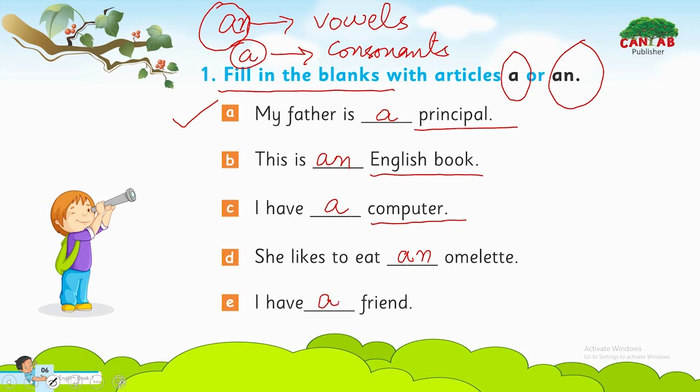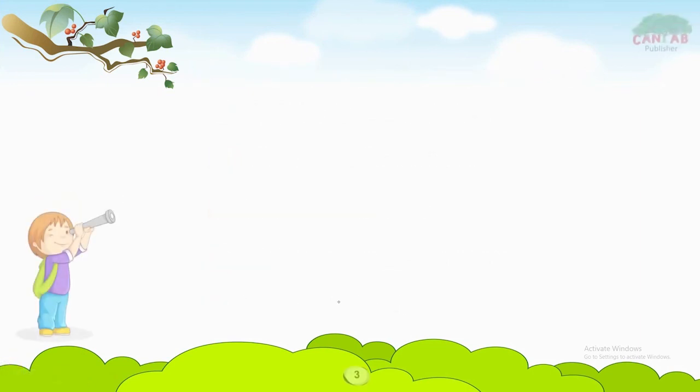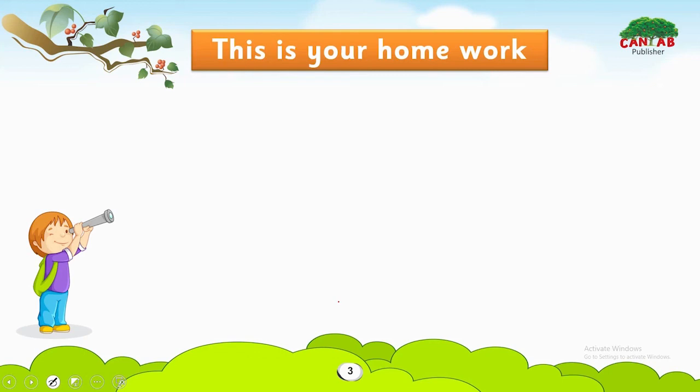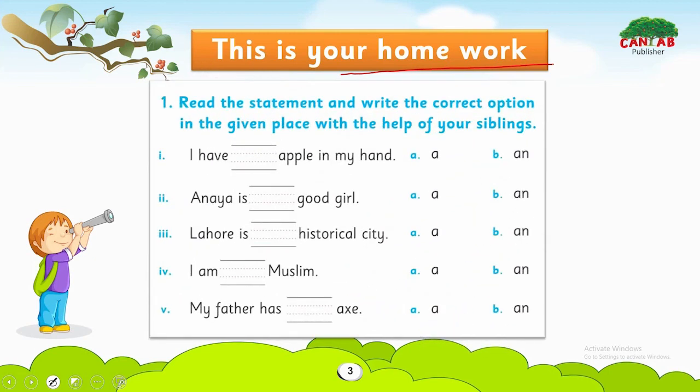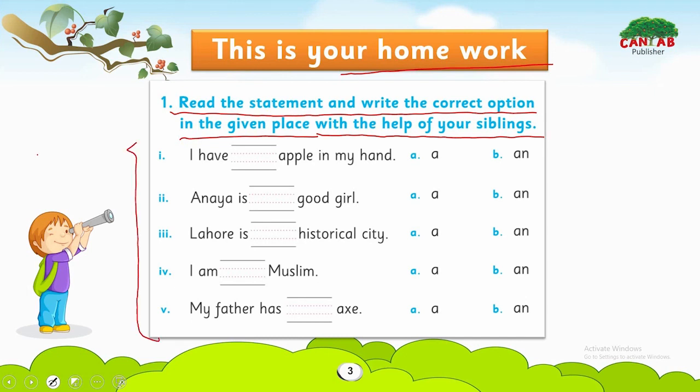So students, there is another activity for you, and that is your homework. As we have studied the use of a and an and what vowels and consonants are, you should keep in mind what should be used before a vowel, and that a will be used before a consonant. So this is your homework: read the statement and write the correct option in the given place with the help of your siblings. You can figure out all these statements with the help of your parents and your siblings.